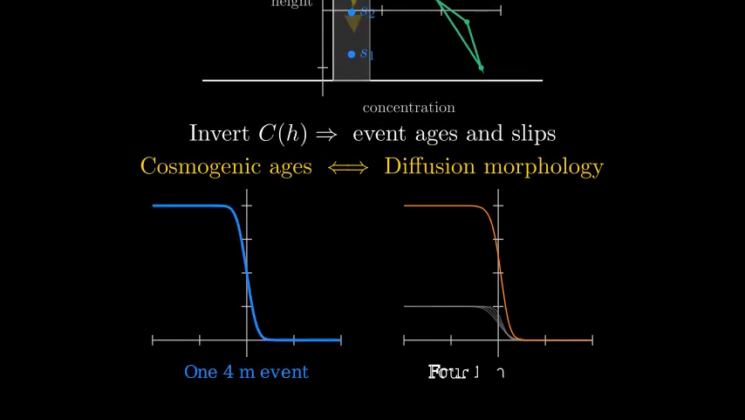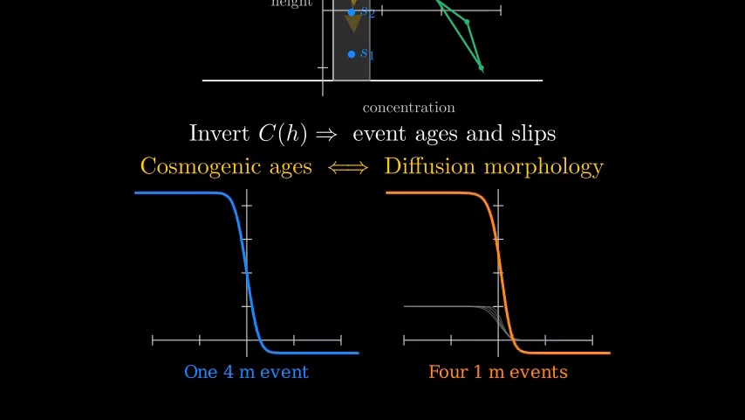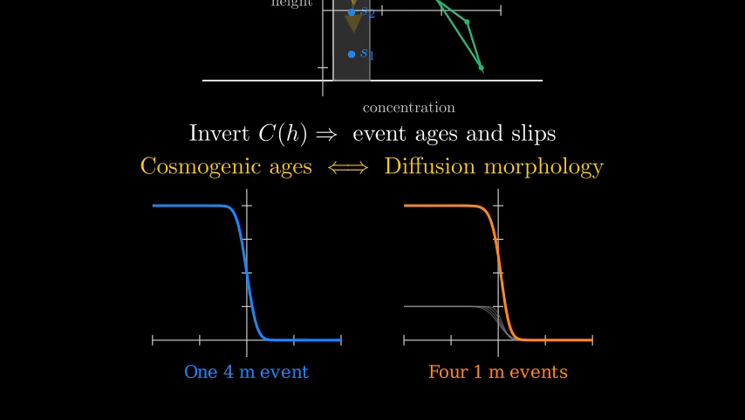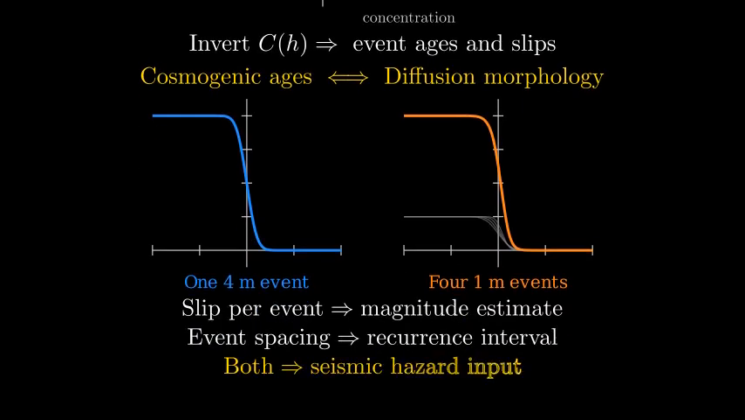Section 3. Numerical modeling and synthesis. We now compare scenarios to decode slip history. Suppose a 4-meter scarp formed in 1 big event versus 4 1-meter events. Diffusion smooths them differently. Multiple event scarps tend to show piecewise convex shapes. Knowing slip per event helps estimate earthquake magnitude and recurrence, which feeds directly into seismic hazard.